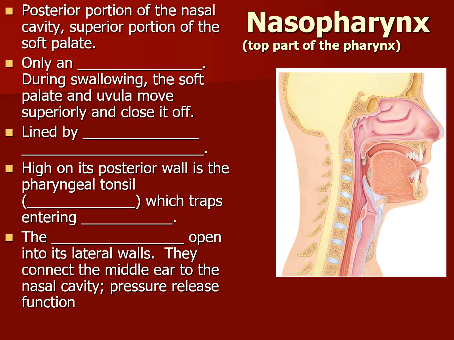The Nasopharynx, posterior portion of the nasal cavity to the superior portion of the soft palate. The soft palate. You do need to know it, and I do want you to know it, right? So it goes from there to there, right? The soft palate. It is only an air passage, right? Only an air passage. That's it. During swallowing, the uvula will move up and close it off, right?